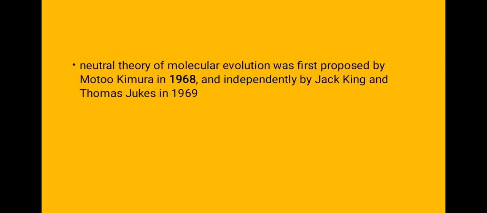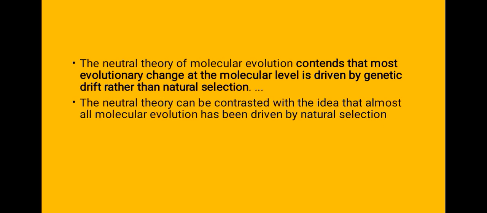The neutral theory of molecular evolution was first proposed by Motoo Kimura in 1968 and independently by Jack King and Thomas Jukes in 1969. The neutral theory contends that most evolutionary change at the molecular level is driven by genetic drift rather than natural selection. It can be contrasted with the idea that almost all molecular evolution has been driven by natural selection.